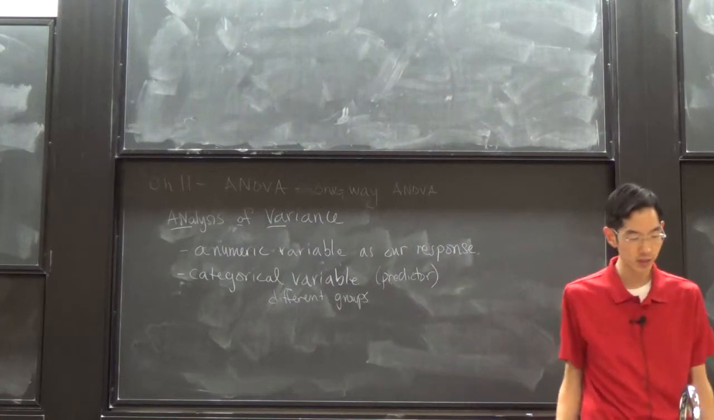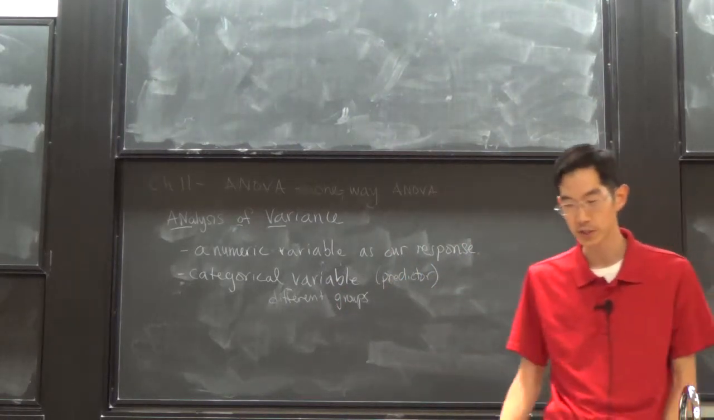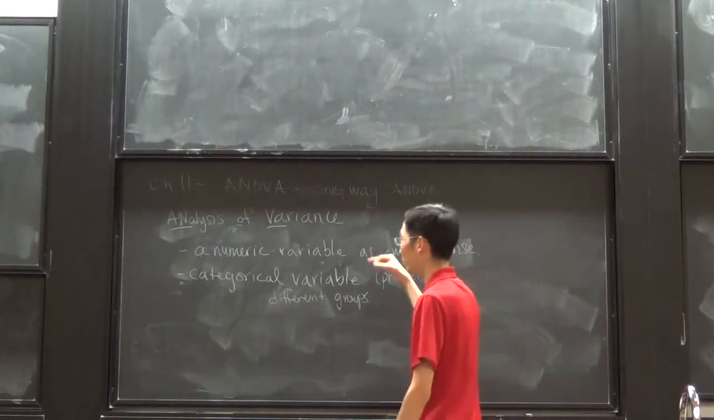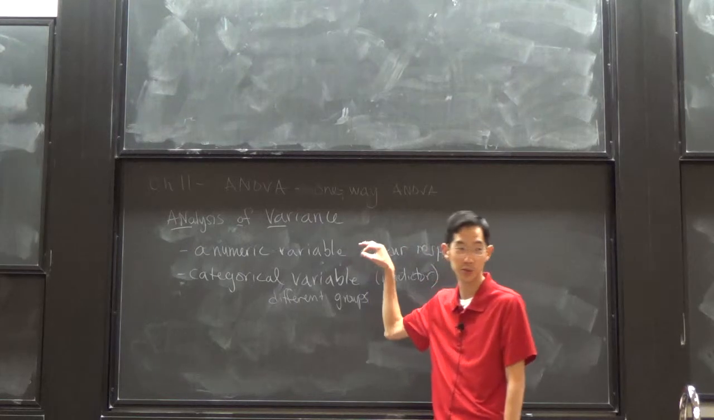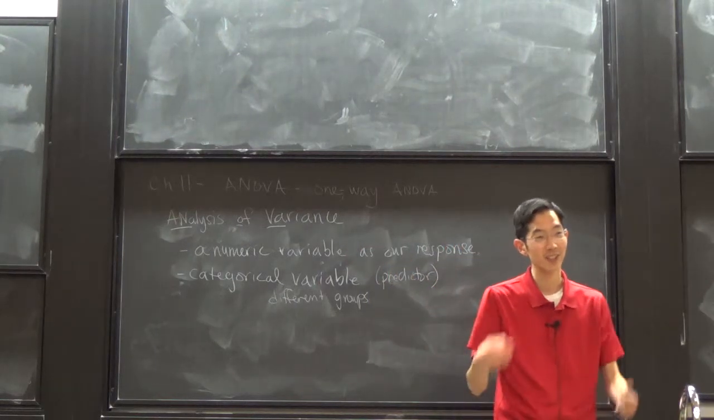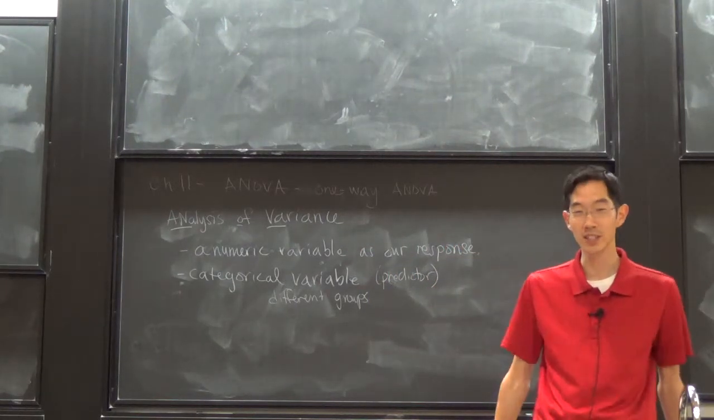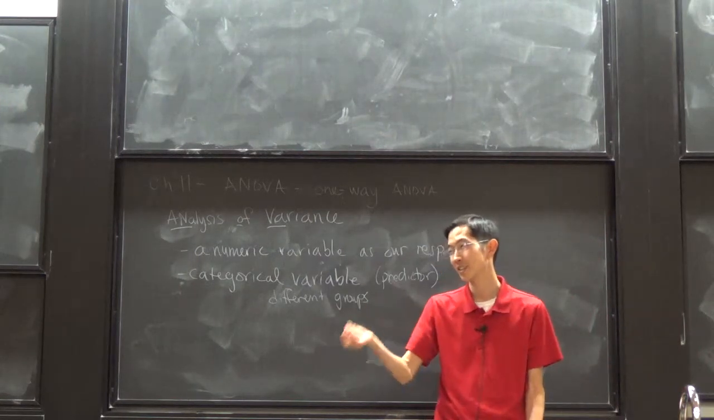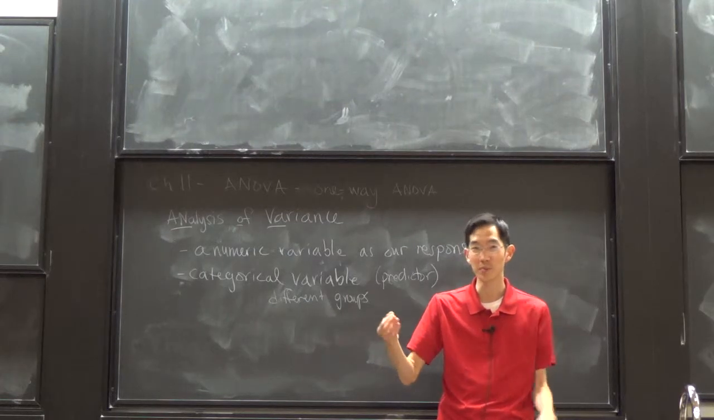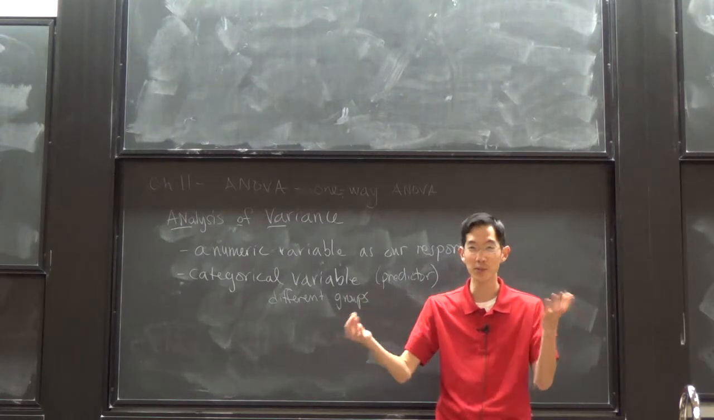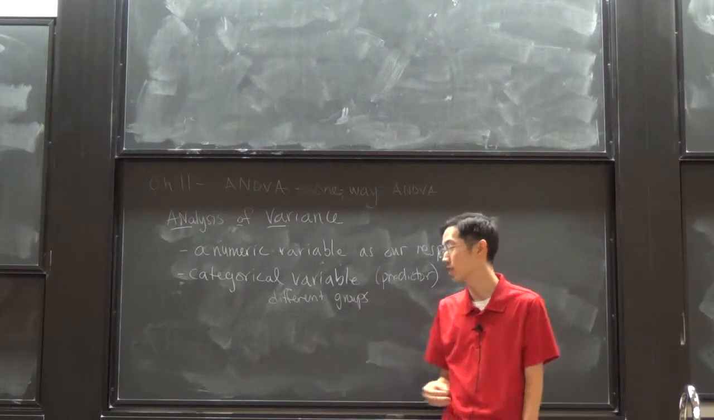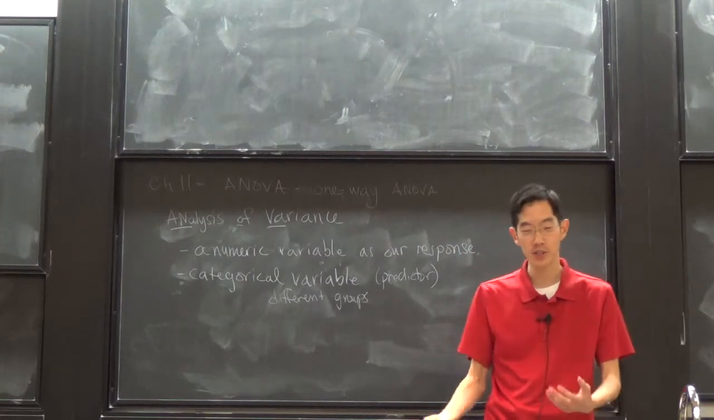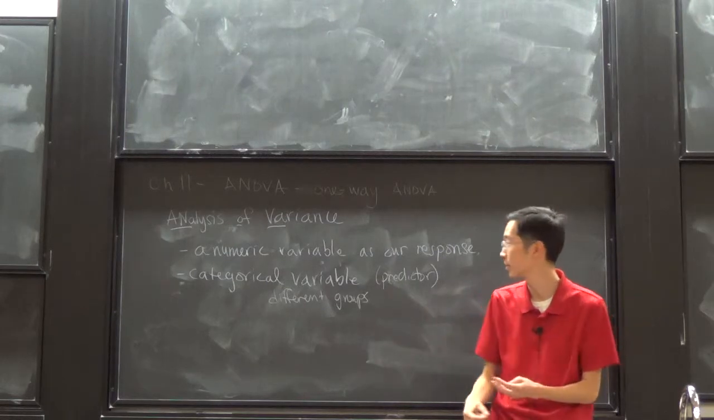At this point, it doesn't sound like ANOVA is very different from a t-test. In a t-test, you have a numeric variable as a response, and you have two groups, which is essentially a categorical variable. So if we said, is there a difference between the mean IQs of males and females? Your response would be the IQ, and your predictor would be the sex, male or female.